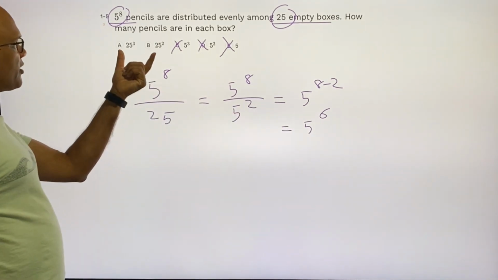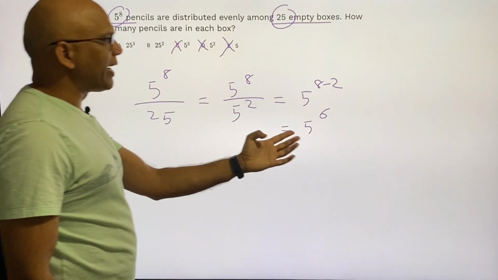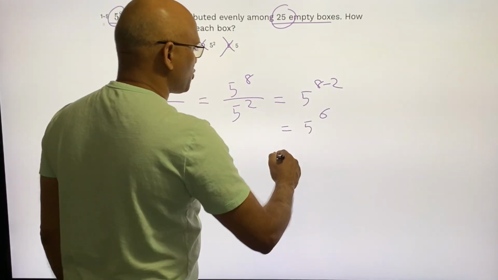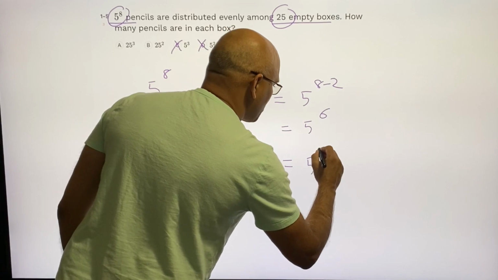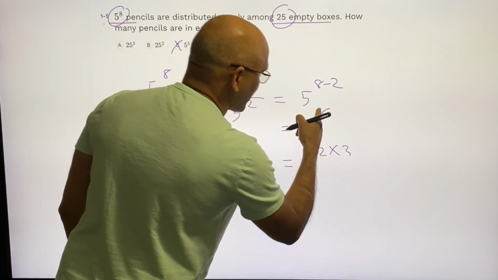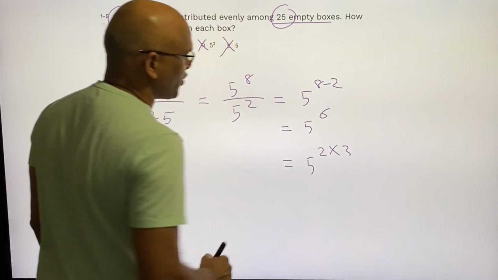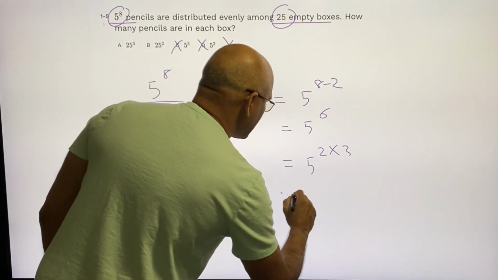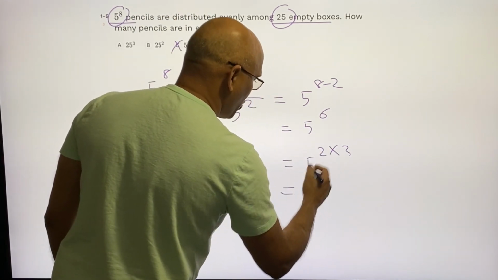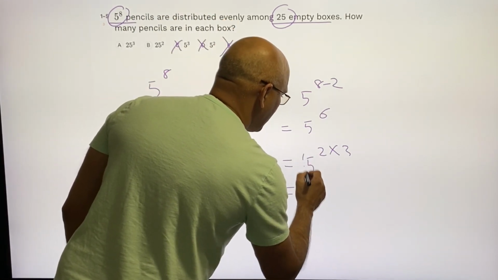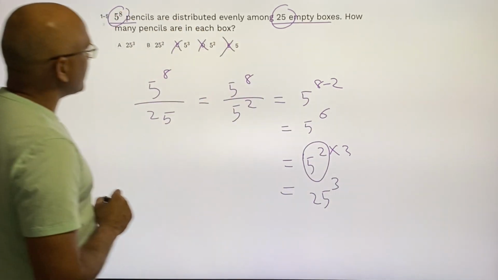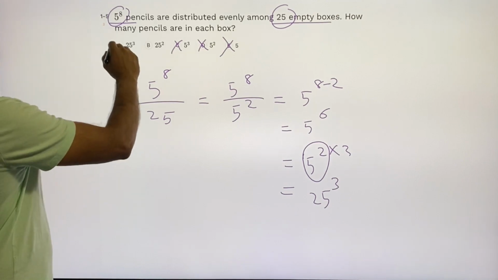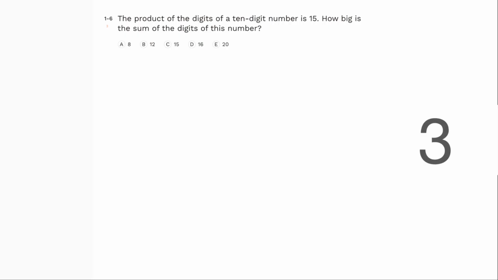But here the base is 25. Somehow I need to convert this to a base of 25. So I can write 6 as 2 times 3. I'm factorizing 6 as 2 times 3, and then this is same as 5 squared, that is 25, to the power of 3, right? So then A is the correct choice.